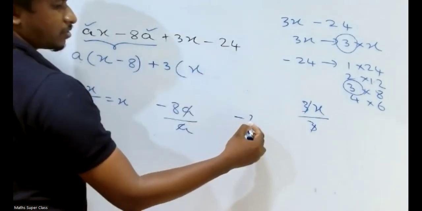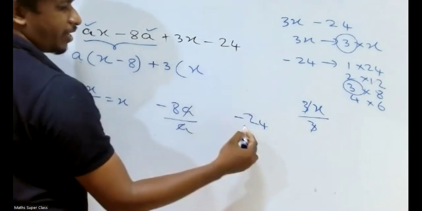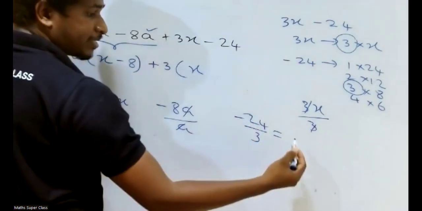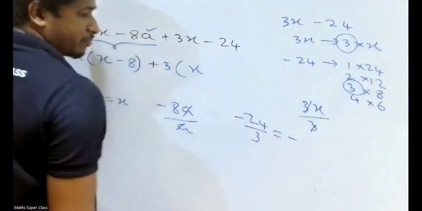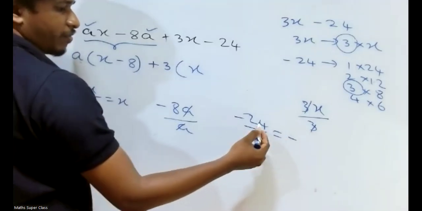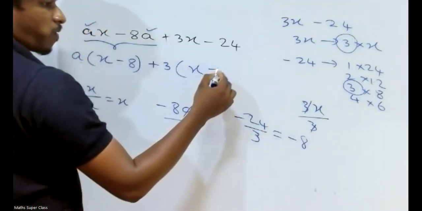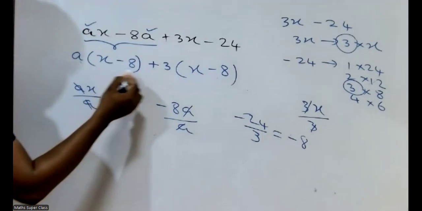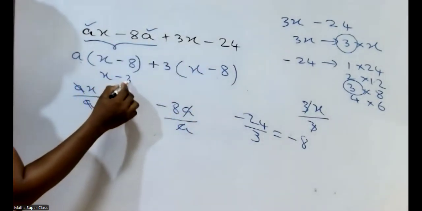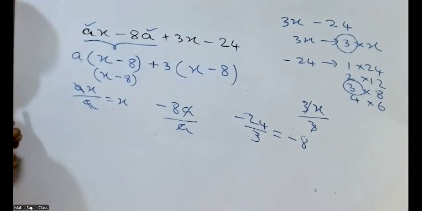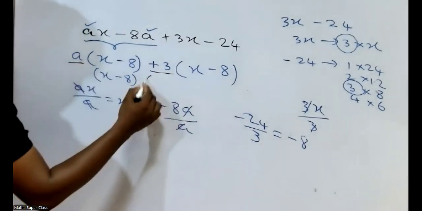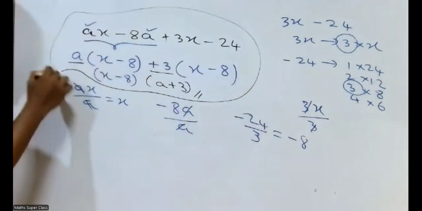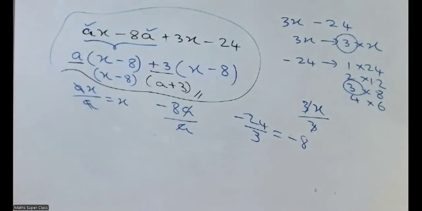Here minus 24 divided by 3. Minus divided by plus must be minus. 24 divided by 3 is 8. So x minus 8. Here, the other factor is a plus 3. This is the final answer. Only these three parts you need to write. That's all. You don't need to write all these things.